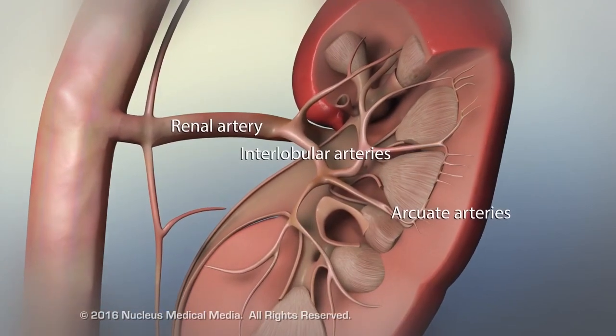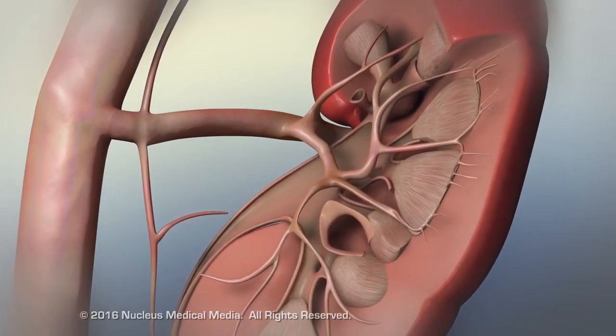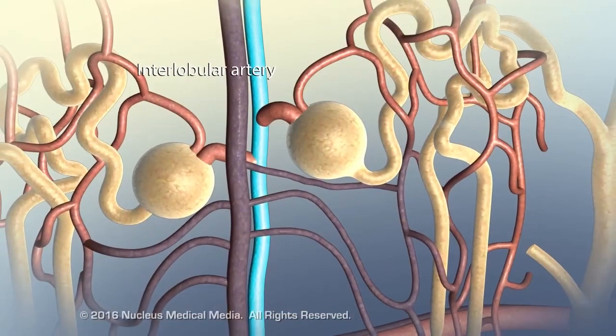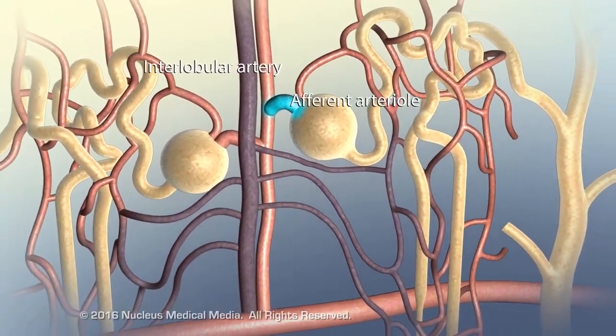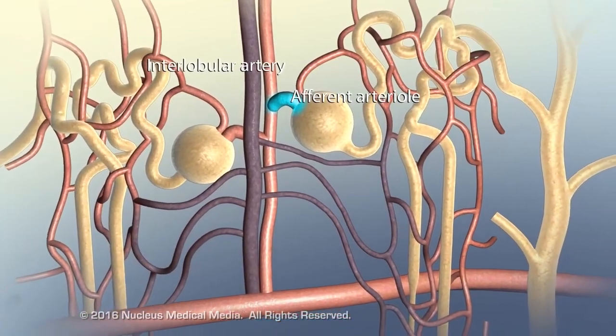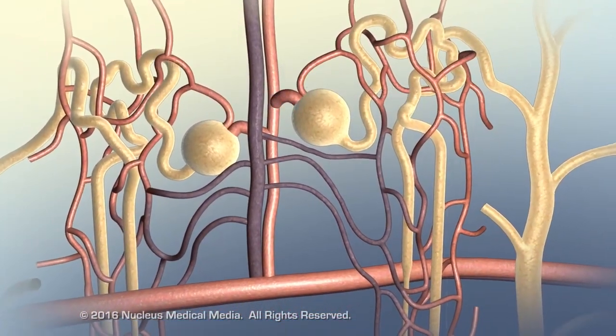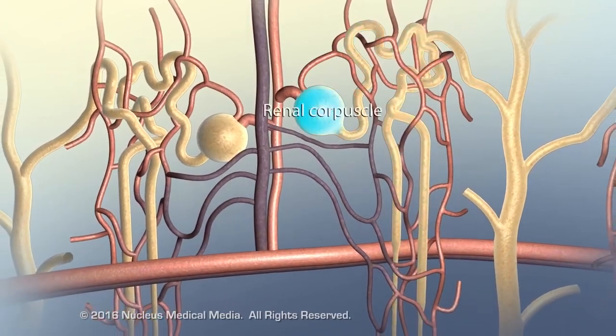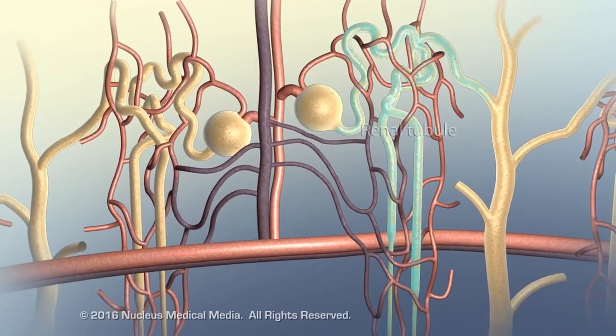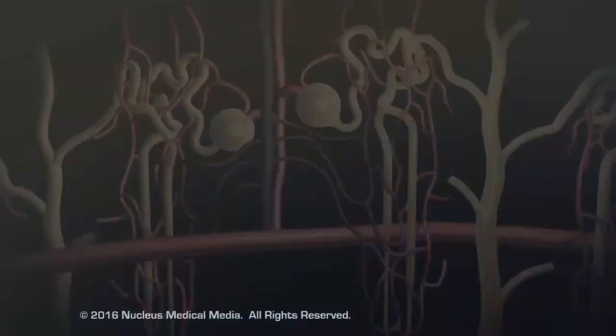Branches of the renal artery supply each renal lobe. The smallest branches of the renal artery, called afferent arterioles, supply the excretory components of the kidney, called nephrons. Each nephron consists of a renal corpuscle and a renal tubule.